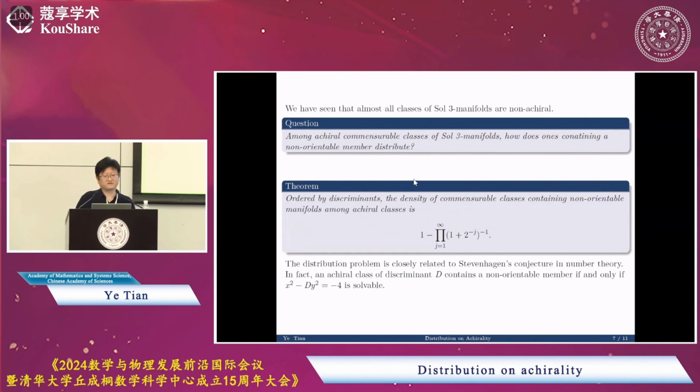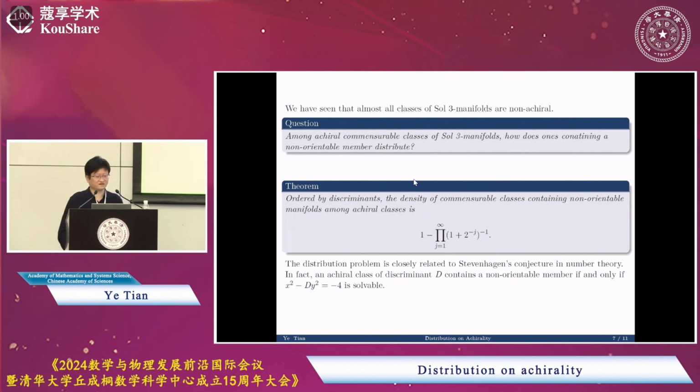Now, what can we say about this connection between number theory and topology for achiral classes? This is our question. Among all achiral classes, how are the ones containing a non-orientable member distributed among all achiral classes? If a class contains a non-orientable member, then its canonical double cover is automatically achiral. So classes containing a non-orientable member are achiral. Maybe we can call them special achiral classes. The question is how special classes distribute among all achiral classes.